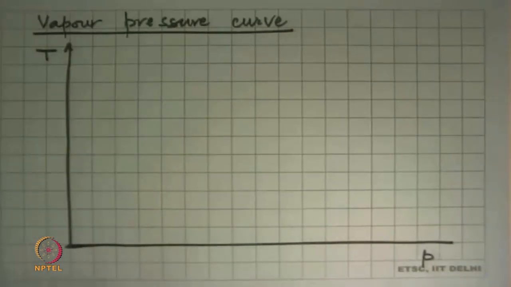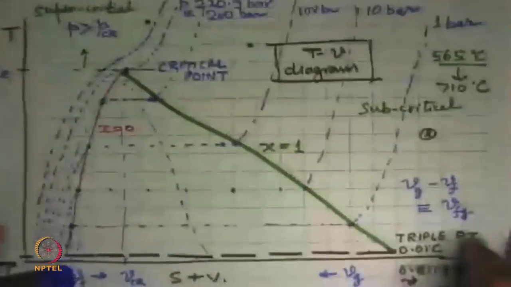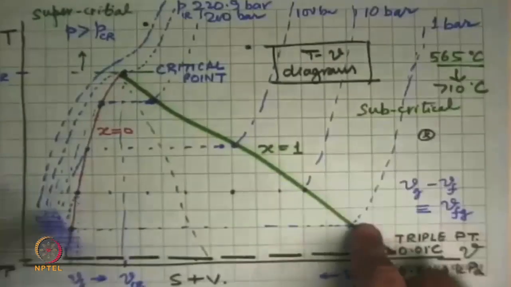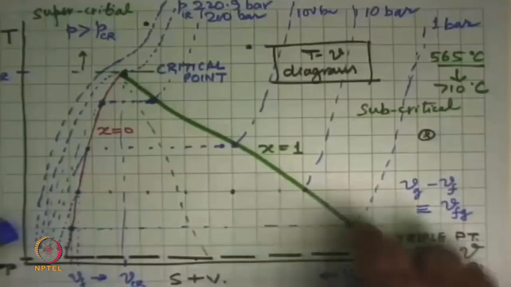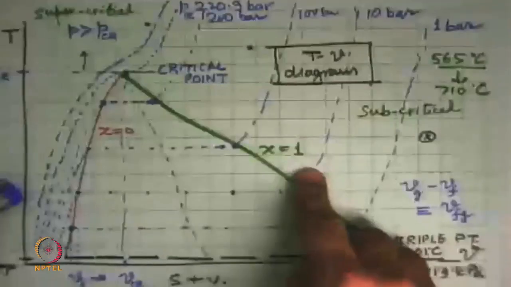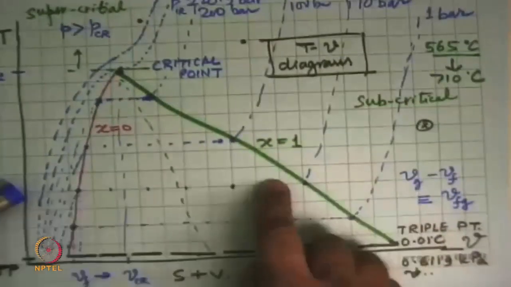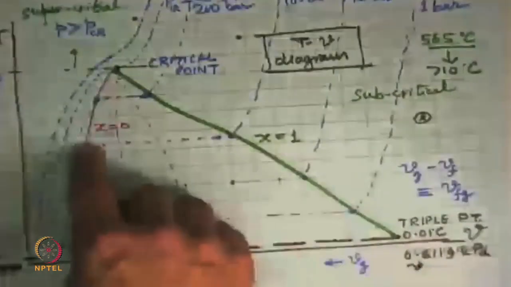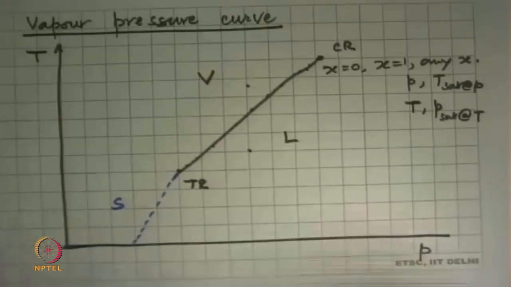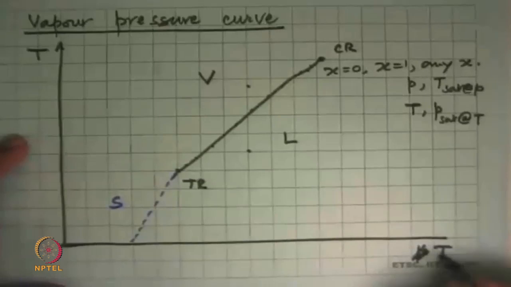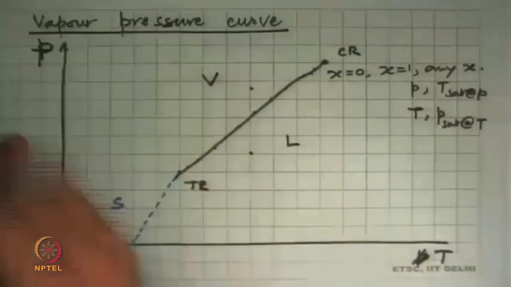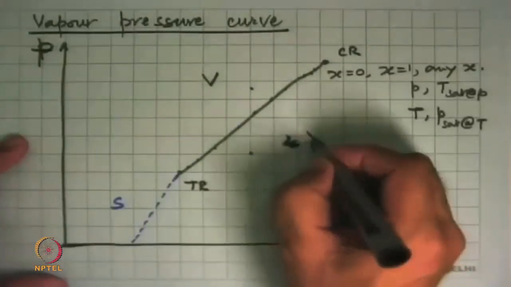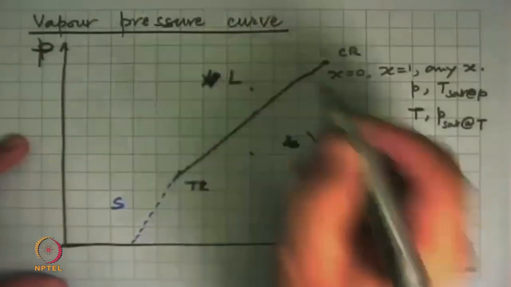This diagram ends up getting one line from these lines. What you see here is that at 1 bar the saturation temperature was this much. At 10 bar the saturation temperature was this much. 100 bar it was this much. So in the saturated state between critical point and triple point, this is temperature, this is pressure, and this will be vapor, this is liquid.